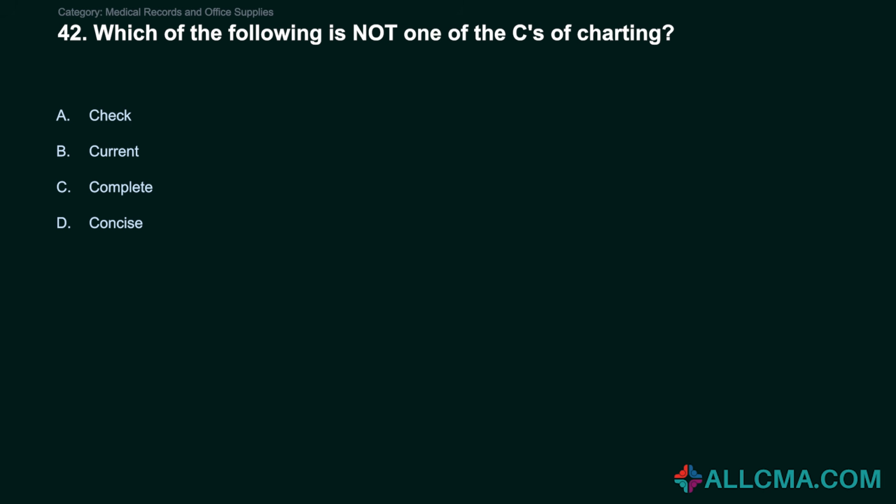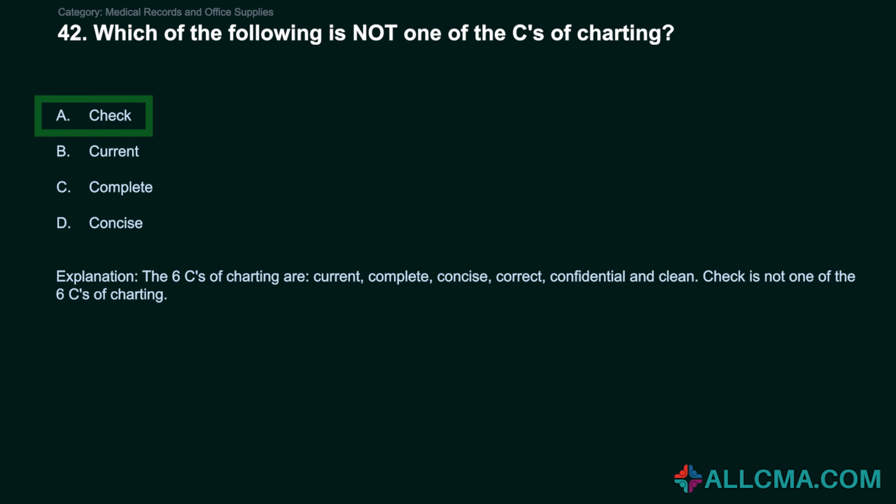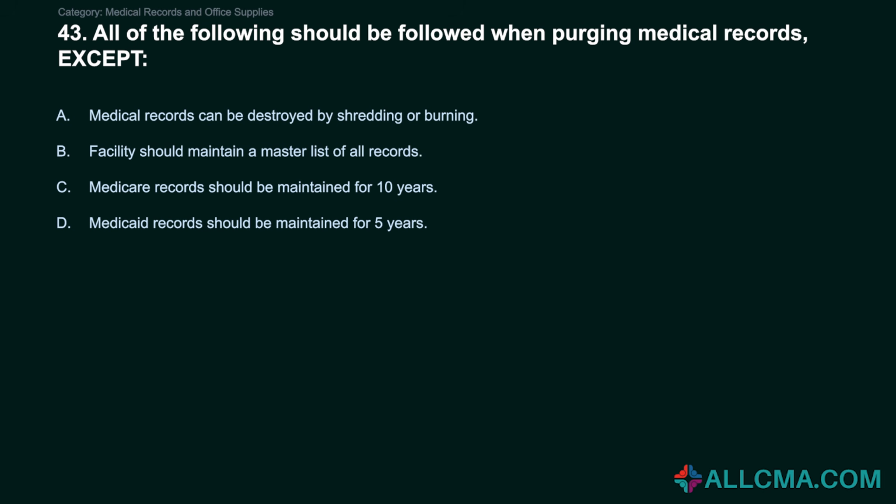42. Which of the following is not one of the C's of charting? A. Check. B. Current. C. Complete. D. Concise. Correct answer, check. The 6 C's of charting are current, complete, concise, correct, confidential, and clean. Check is not one of the 6 C's of charting.